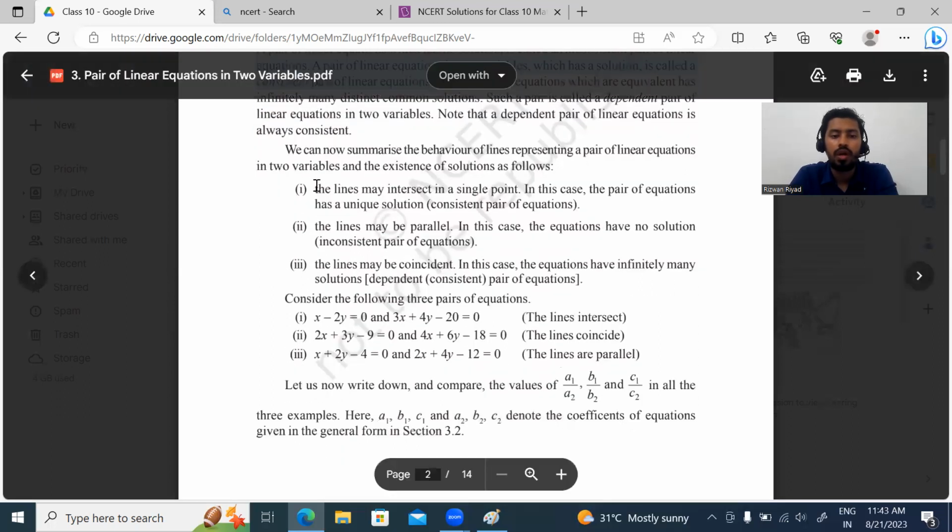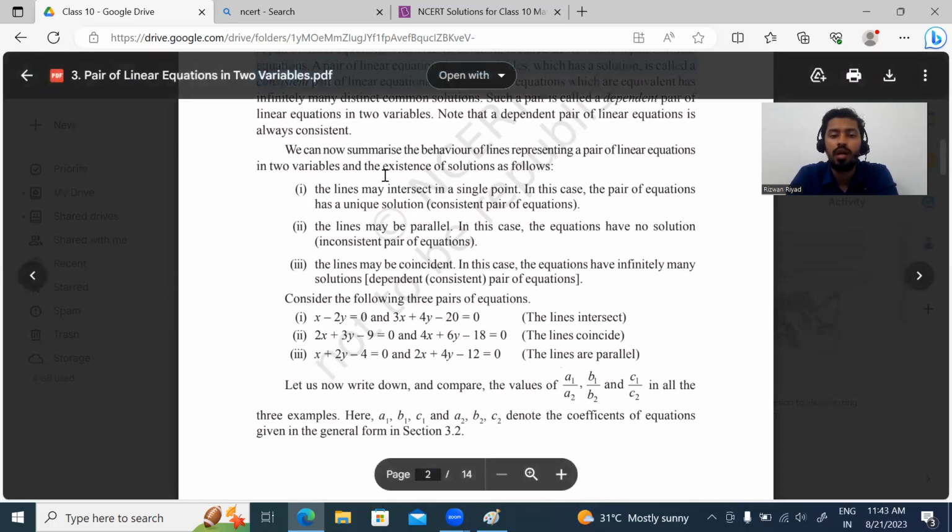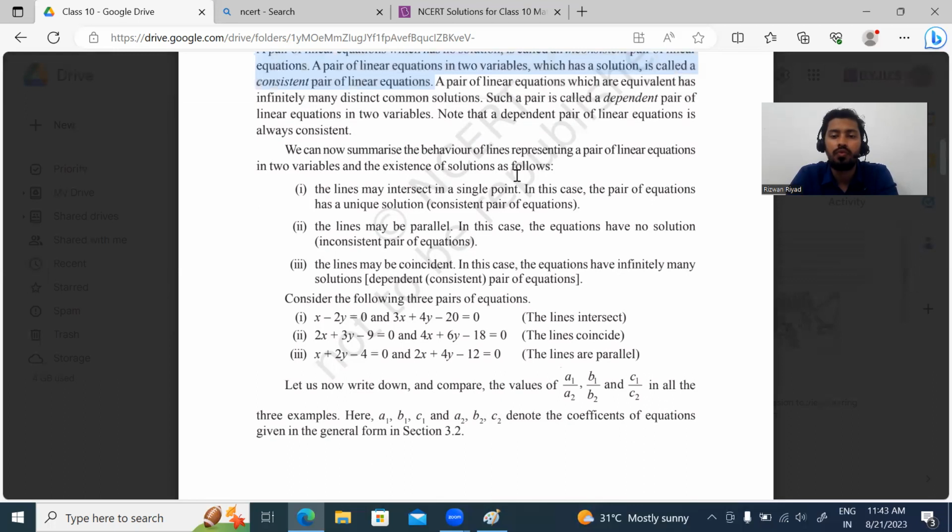So here you can read. We can now summarize the behavior of lines representing a pair of linear equations in two variables and the existence of solutions as follows. I told you already that this is a method of solving linear equations graphically. That means we will draw a graph, we will draw the x-axis and y-axis, and we will draw straight lines as graphs of these equations. And with the help of those lines, we can find the solution of that pair.